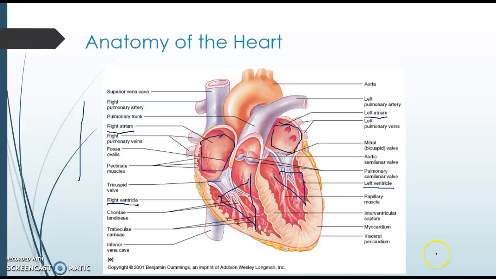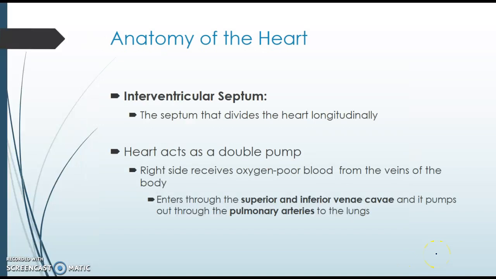Ventricles are bottom chambers. Your interventricular septum is going to be the area that kind of divides the heart into your left and right sides. And really, the heart is a double pump. The right and the left sides are going to be actually propelling blood into different areas.